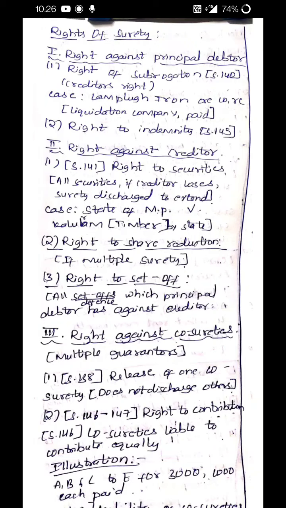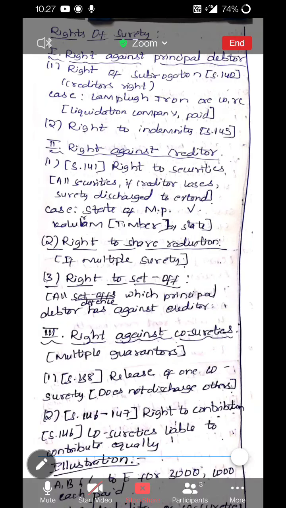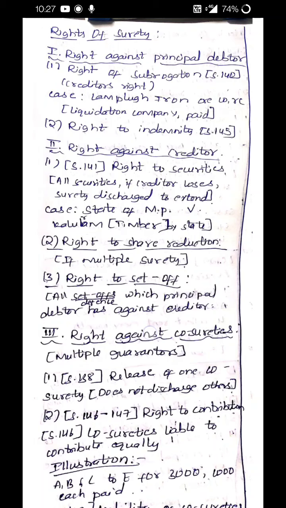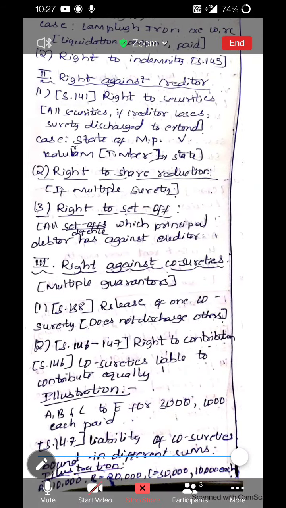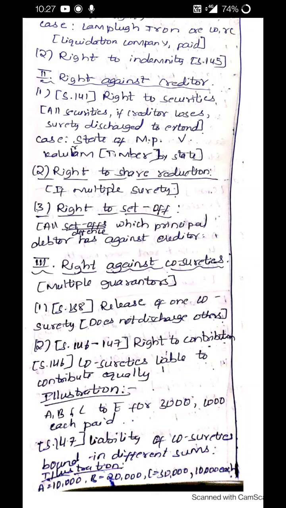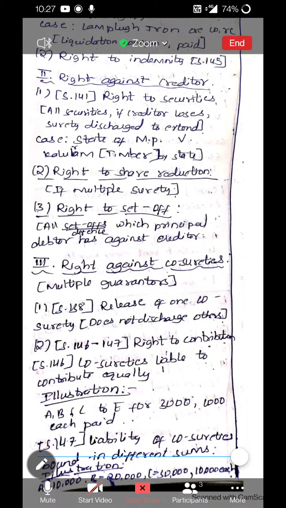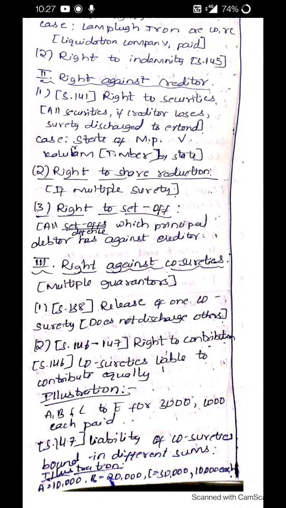The next is section 146 to 147, right to contribution. Section 146 says co-sureties are liable to contribute equally. For example, A, B, and C promise to E for 3,000 rupees loss. The principal debtor has caused a loss to E of 3,000 rupees. So now A, B, and C will have to pay 1,000 rupees each as co-sureties. The share will get divided automatically.